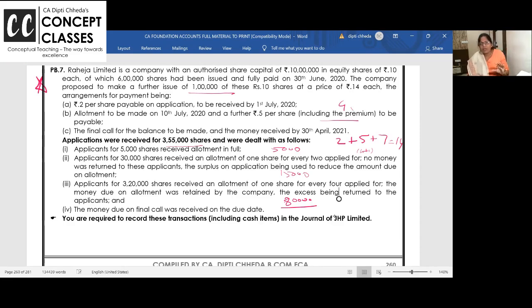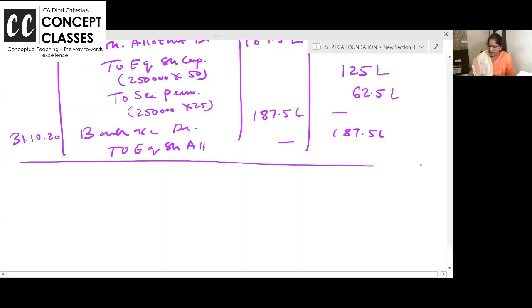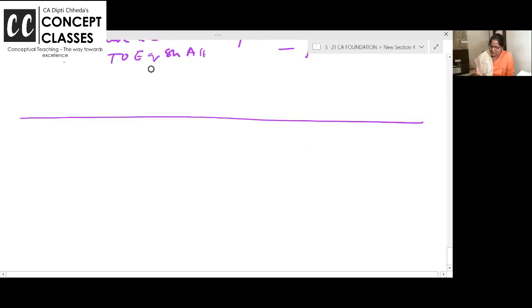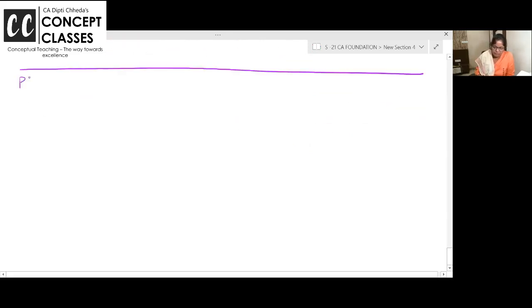If you take half an hour also for this problem. You remember yesterday's class we were doing very quickly. Those were concepts. Now this is an important problem. So you have the whole calculation clear for application and allotment. Total you want to get money for 1 lakh shares, but you have got 355. So this is the 7th problem. Let us do it in the notebook. And they said adjust the extra money. It's not always refunded, sometimes they also adjust. Okay.